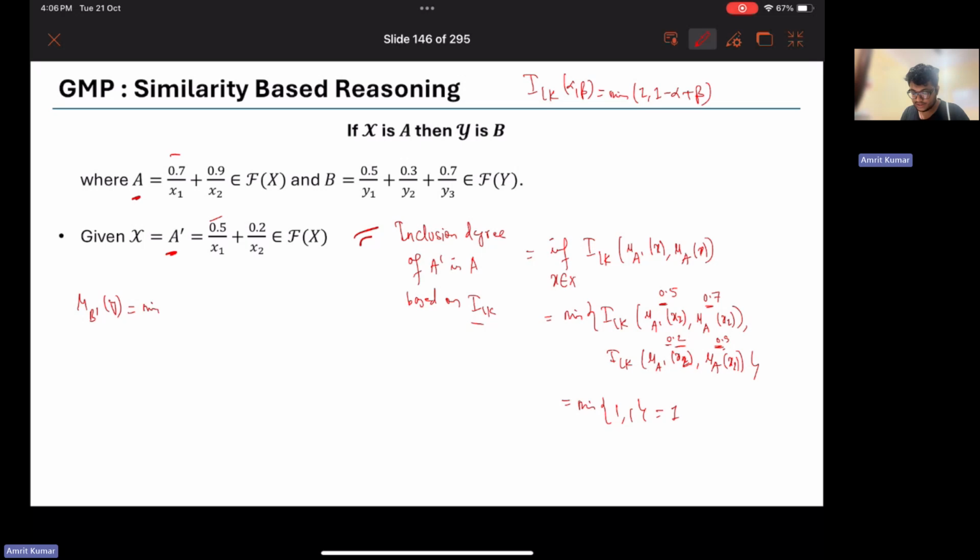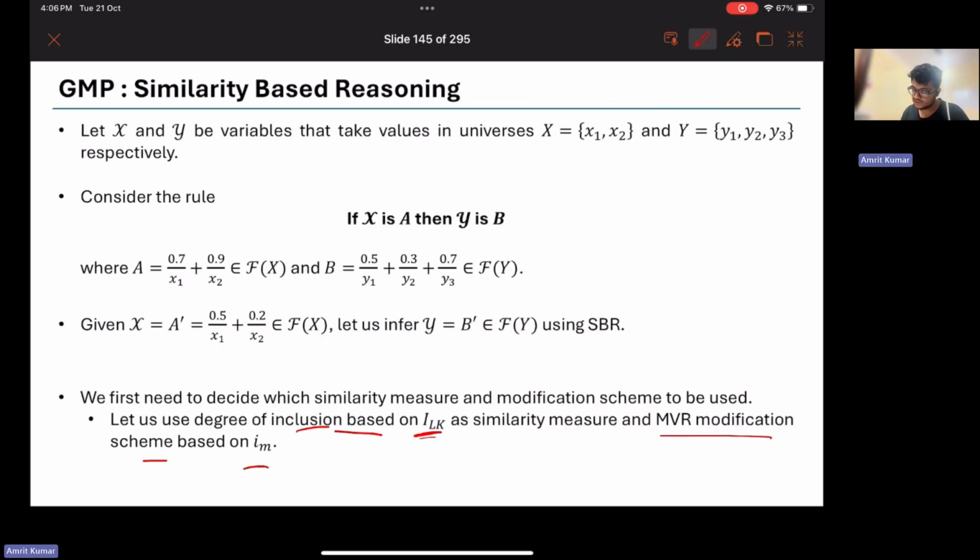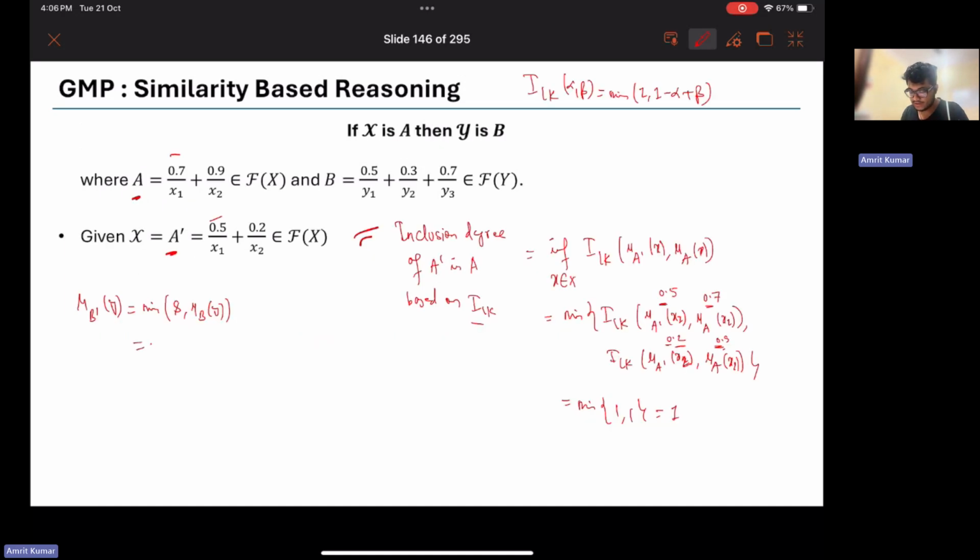That is given in this particular manner because we are asked to use MVR modification scheme based on IM. IM is the minimum operation. But our similarity value is 1. And minimum of 1 comma membership value of Y in B is nothing but membership value of Y in B. In other words, our output fuzzy set B dash happens to be B only, which is basically this fuzzy set. Okay.